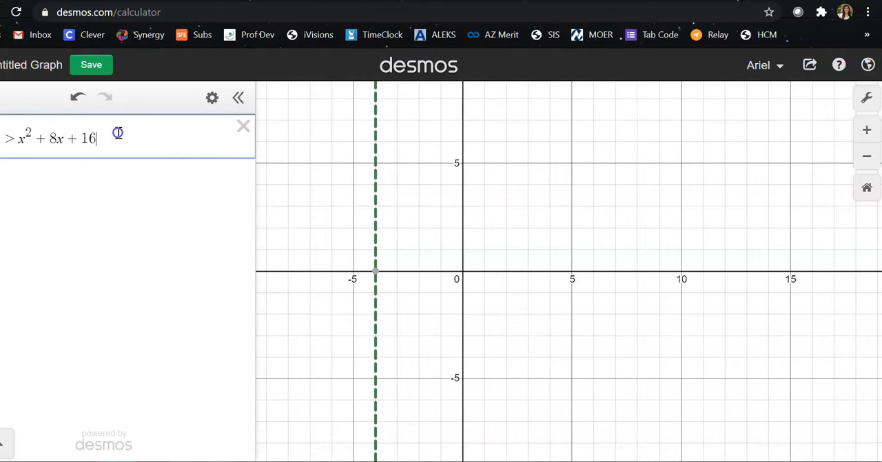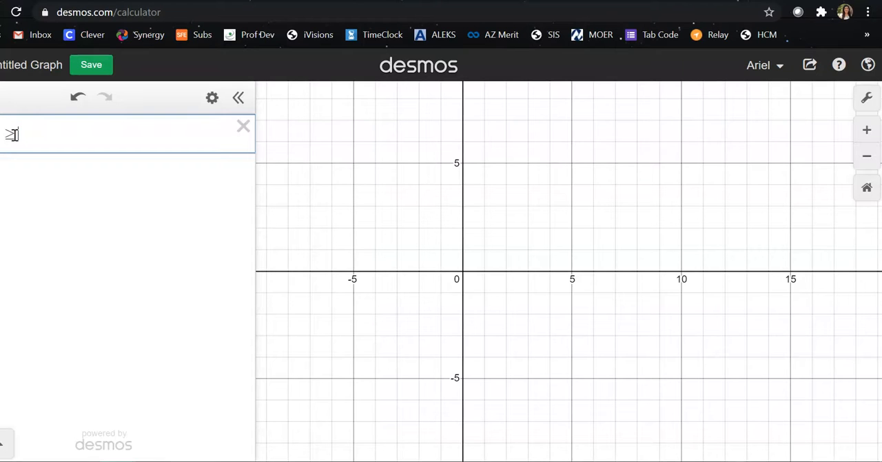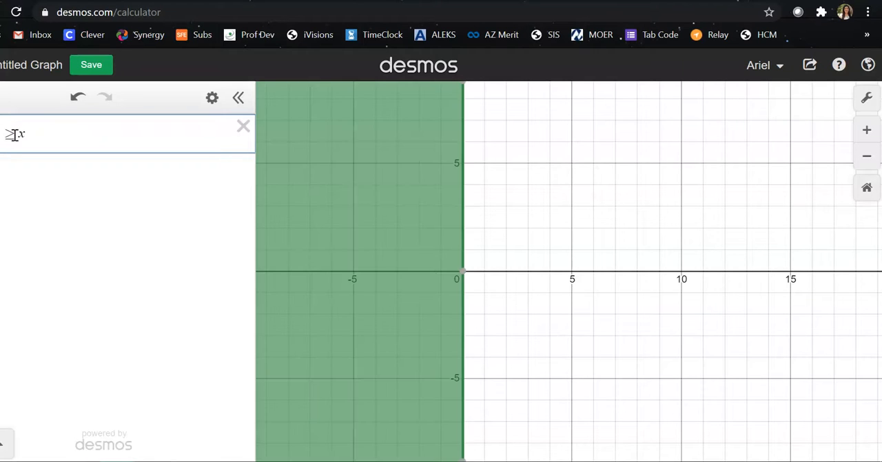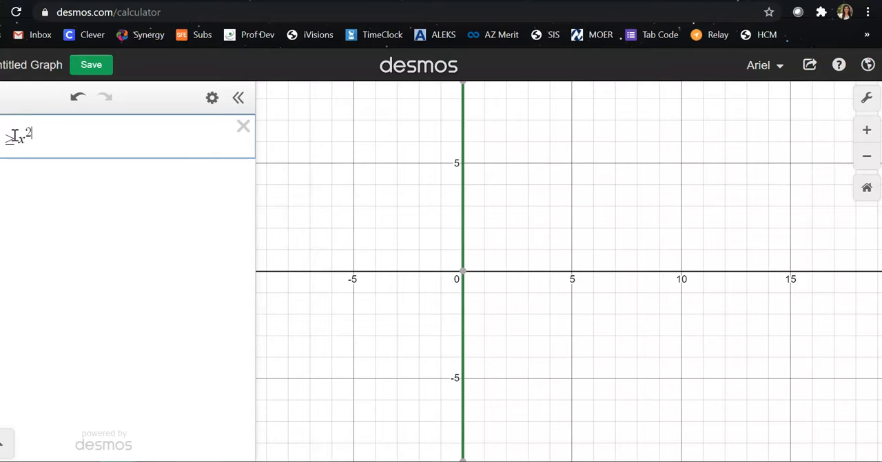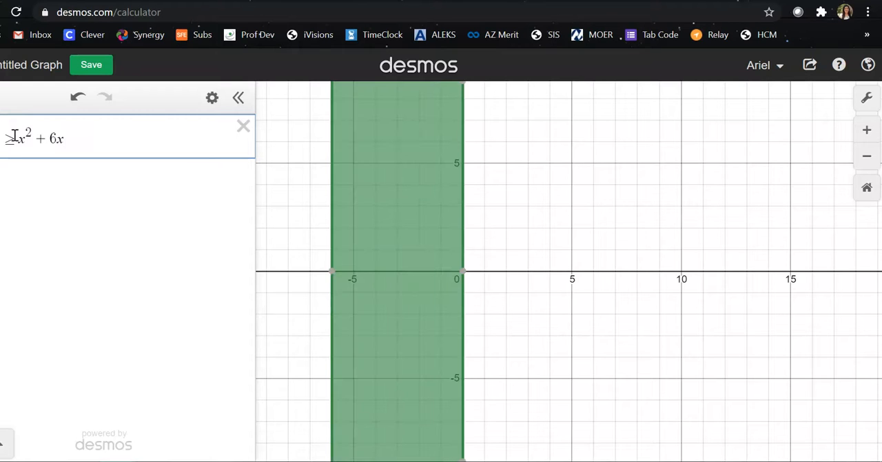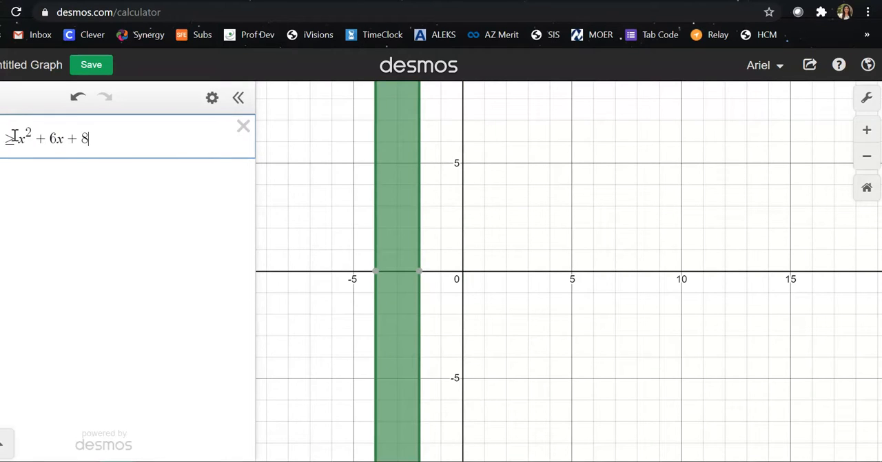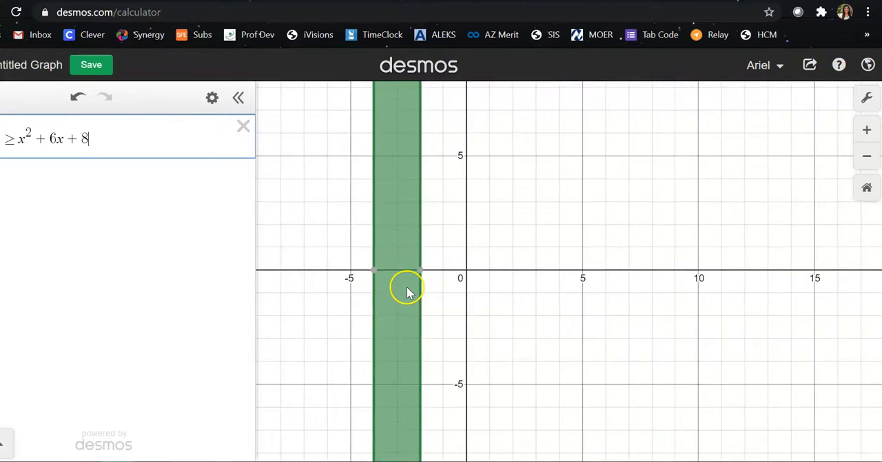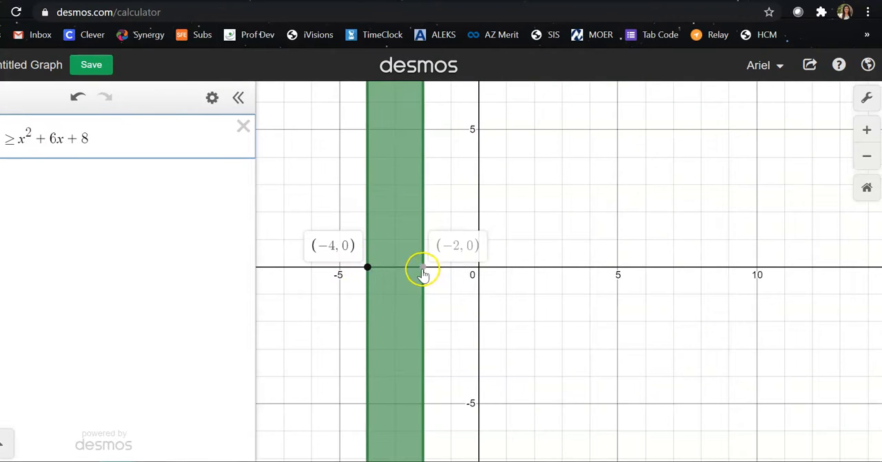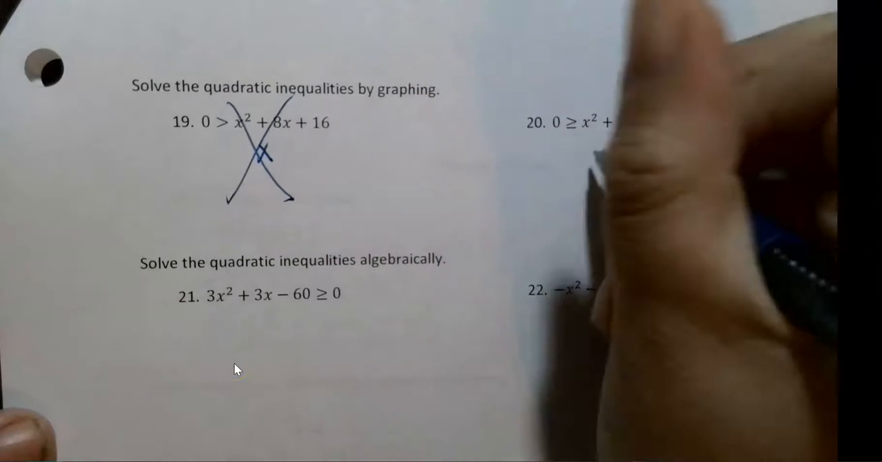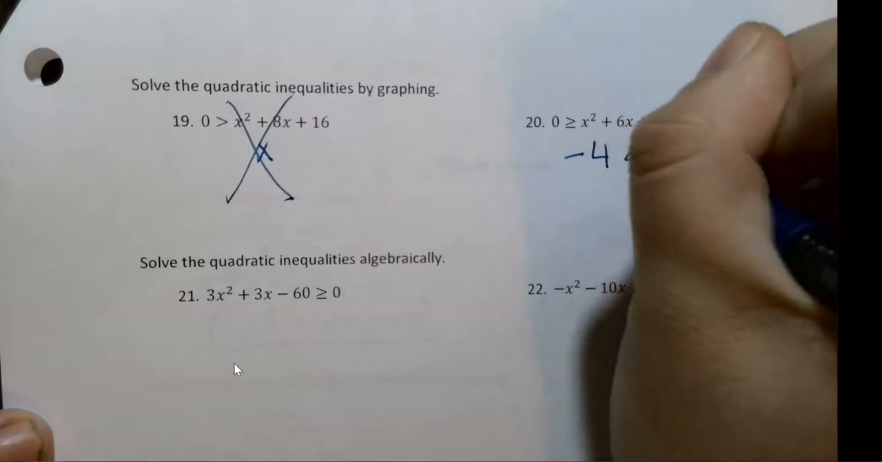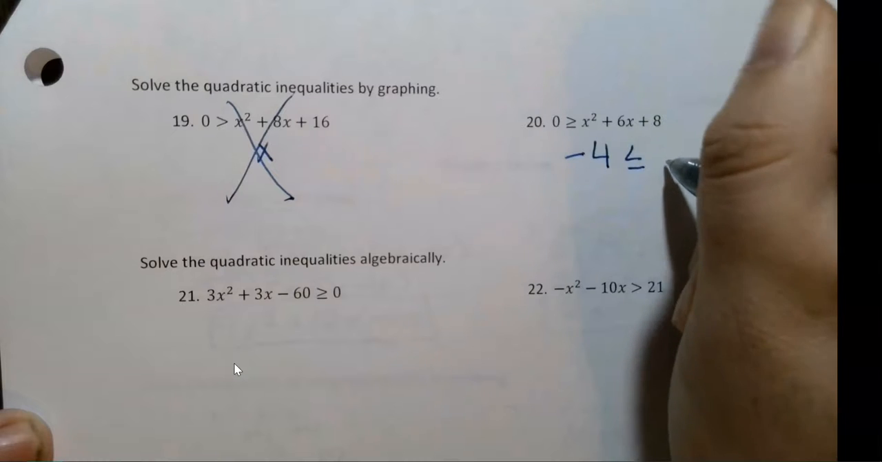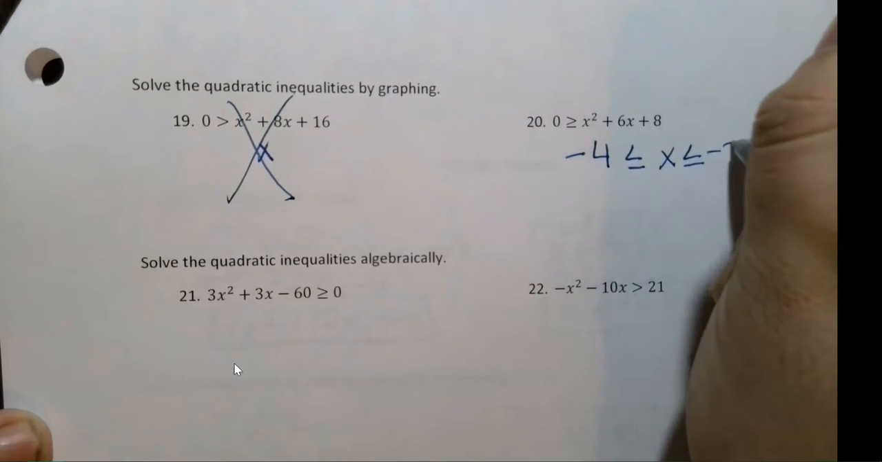I will do the other one though, which should be greater than or equal to x squared plus 6x plus 8. There we go. This one I can write. It's inside solid lines, and if I look, it's in between negative 4 and negative 2. So when I go to write my answer on here, it was negative 4 less than or equal to x, less than or equal to negative 2, because it had a solid line.